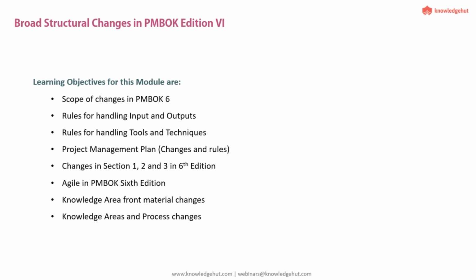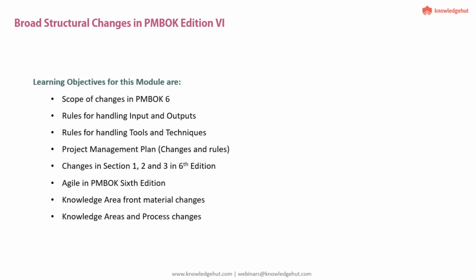But then the knowledge areas, I think in the 5th edition we had 10 knowledge areas, so it is still 10 knowledge areas in the 6th edition. But there are some changes in the naming of some of the knowledge areas and the naming of some of the processes, so we'll try to understand that.